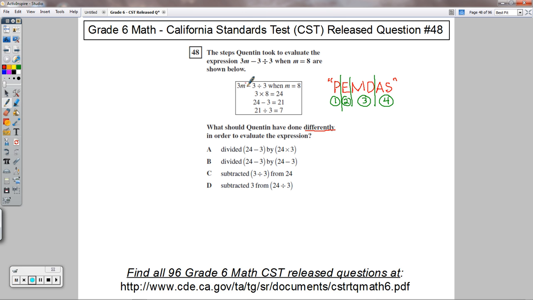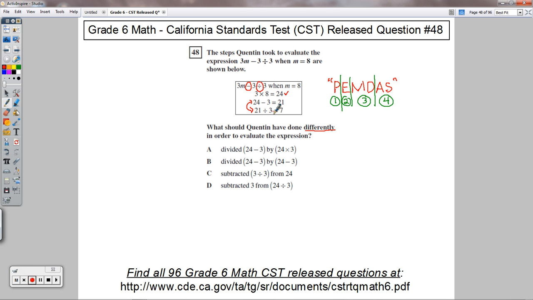So we've got multiplication here, we've got subtraction here, and we've got division here. So this looks good. He took 3 times 8 and got 24. We would multiply those before we would subtract. But we should do this before we would do this. We should divide before we would subtract. So this comes before this does. That means Quentin did these steps in reverse order. We should have flip-flopped these steps in a sense.